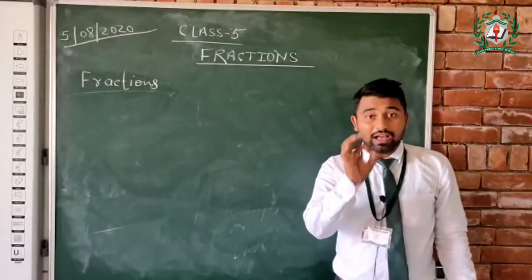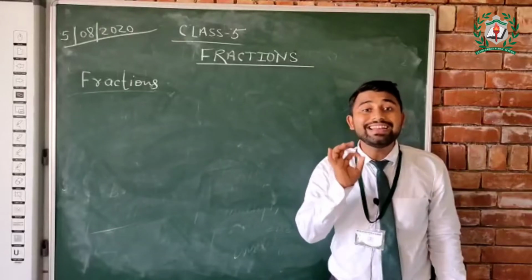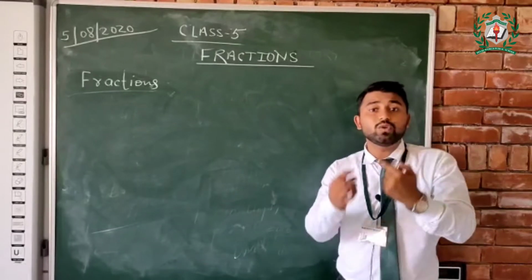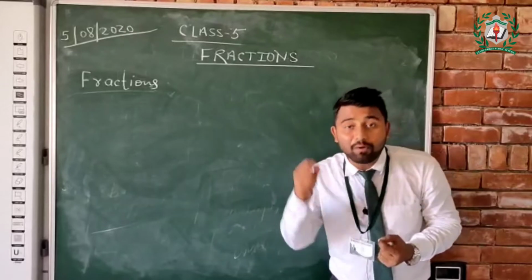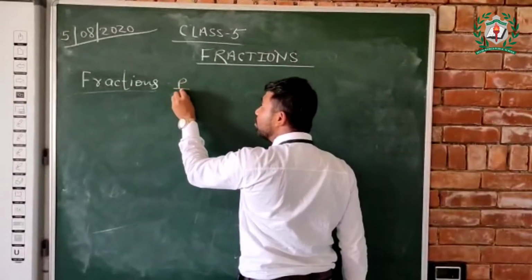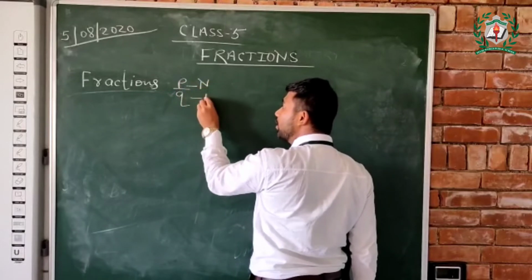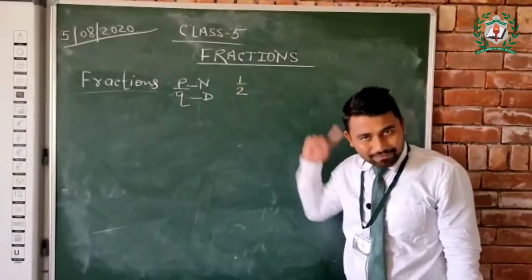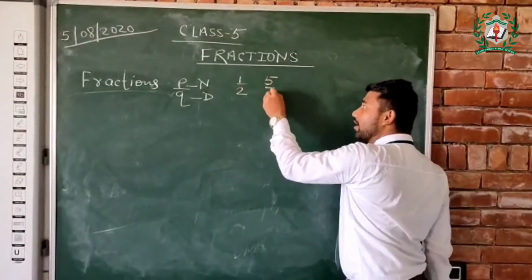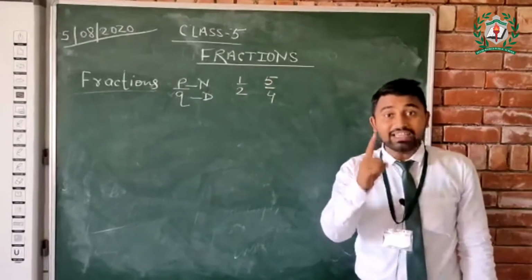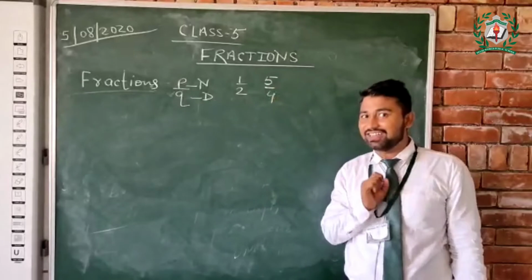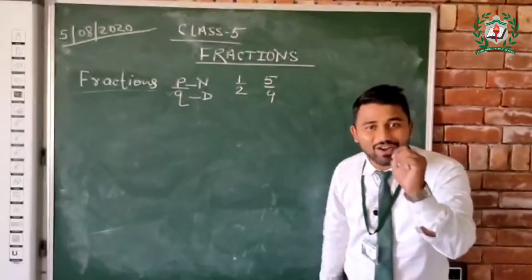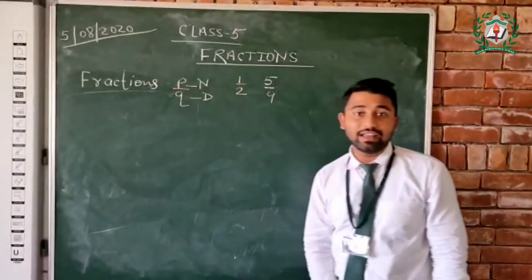A fraction is a number which is in the form of numerator and denominator, that is, in the form of p upon q. If any number is in the form of p upon q, p is the numerator and q is the denominator. Like 1 upon 2, it is a fraction. Like 5 upon 4, it is a fraction, because it is in the form of numerator and denominator. Just remember the point: when a number is in the form of numerator and denominator, then it is a fraction.